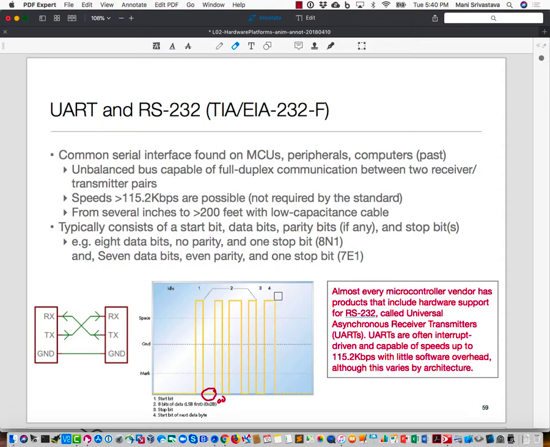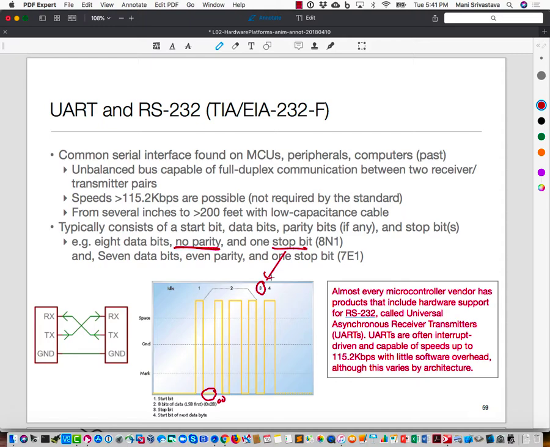Yeah, this one actually corresponds to no parity. So in this one there is no parity, and then 3 is the stop bit, and then 4 is the start of the next byte. The standard allows all these things. You can have a parity bit, you may not have a parity bit. How many data bits do you have? All these things are configurable. So in this particular case, this is one start bit, 8 data bits, no parity bit, and one stop bit.